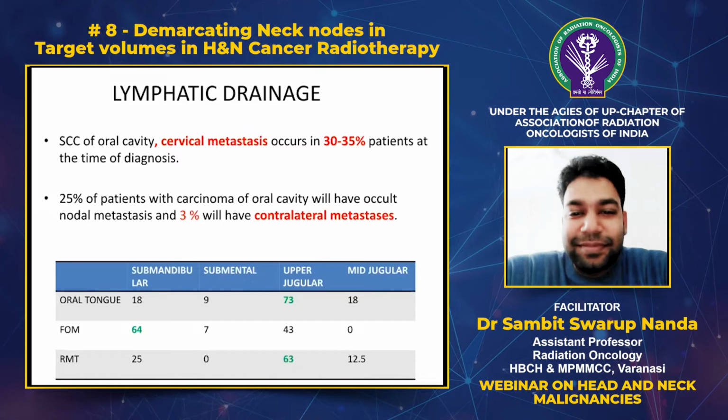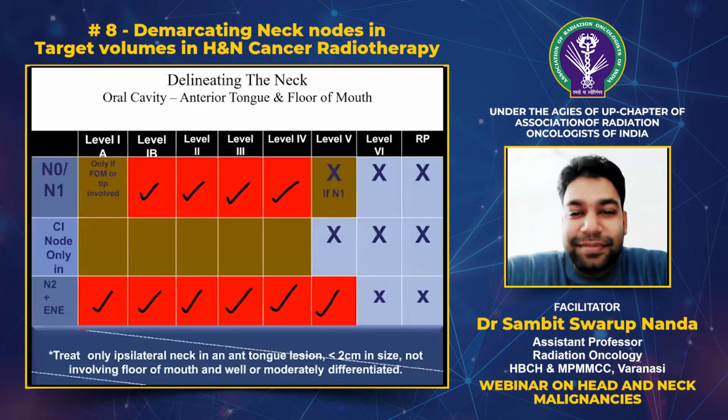And the most common group of lymph nodes as far as oral tongue is concerned is level 2. For floor of mouth, it is the 1B group of lymph nodes. For the RMT region, it is the upper jugular, that is again the level 2 group of lymph nodes. So what lymph node groups are to be taken while contouring the CTV?